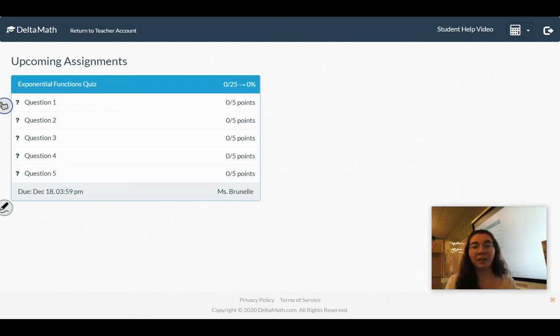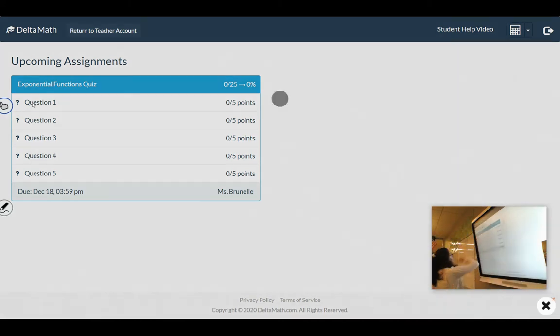All right, everybody, we're going to get started on our exponential functions review for your quiz today. So you'll see that we have five different questions. 3 of them are going to be the exponential functions that we're solving. 2 of them are our exponential graphs. So let's take a look here at our first question.